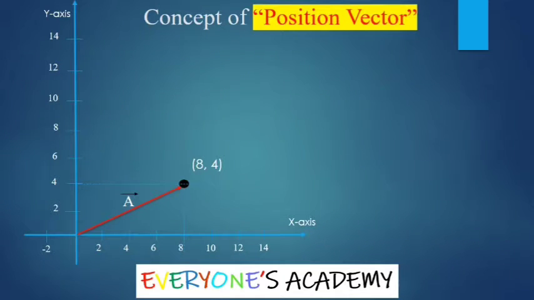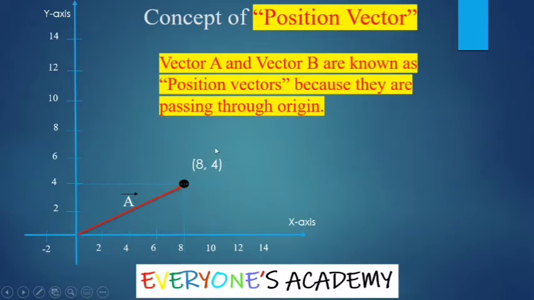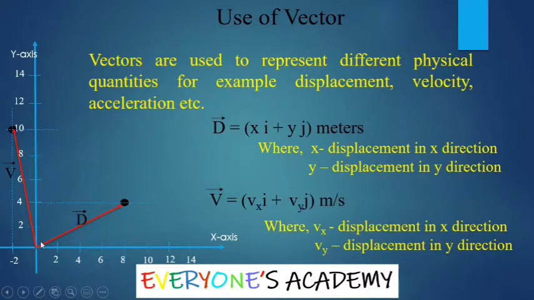Next concept is position vector. Position vectors are those which are passing through origin. Here we can see vector A is passing through origin, that is why it can be said that it is a position vector. Position vectors can be specified by using their coordinates. Here coordinates are 8 and 4, and x coordinate is represented with the help of i cap, and y coordinate is represented with the help of j cap. So this vector becomes 8 i cap plus 4 j cap. This is all about vectors which are passing through origin.